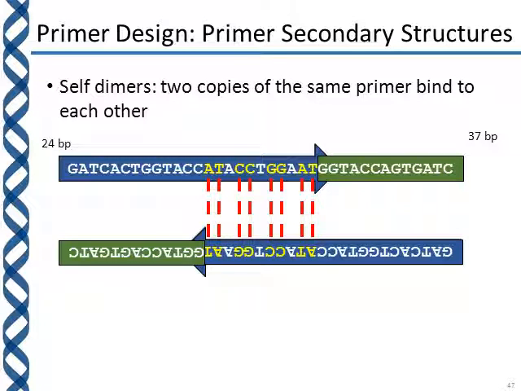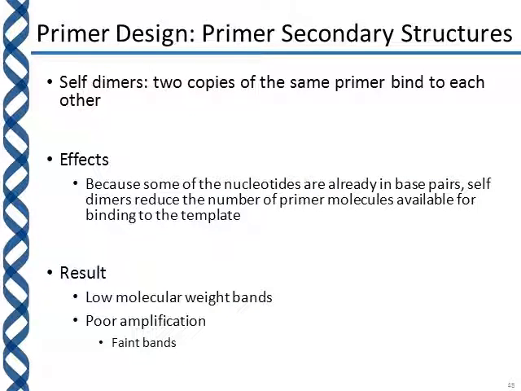And now, instead of two 24 base pair primers, you have an amplicon, a very short amplicon. The primary effect of this is to reduce the number of primer molecules that are available to bind to the DNA template, just the same way that we saw with the hairpin primers. And so the main manifestation of this is poor amplification, and that would be observed as faint bands on your PCR gel.